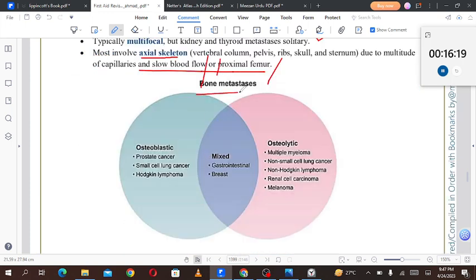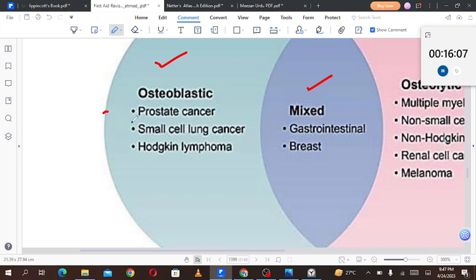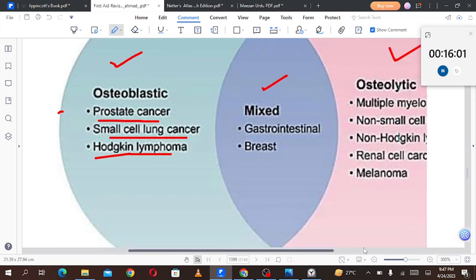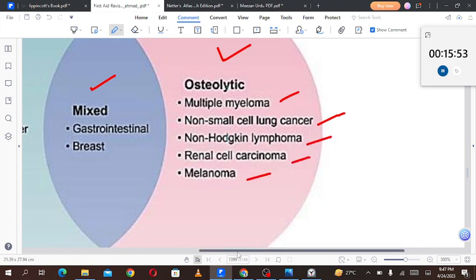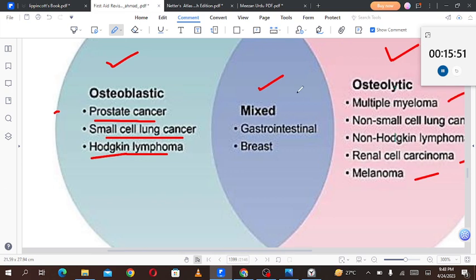Then these are bone mets. They can either be osteoblastic or osteolytic, or can be mixed. For the osteoblastic, remember the prostate. That is very important. That is very high yield as well. The osteoblastic ones are coming from prostate cancer, small cell lung cancer, or Hodgkin lymphoma. The osteolytic ones are coming from multiple myeloma, non-small cell lung cancer, non-Hodgkin lymphoma, renal cell carcinoma, and melanoma, while the mixed ones are coming from the gastrointestinal tract and breast.